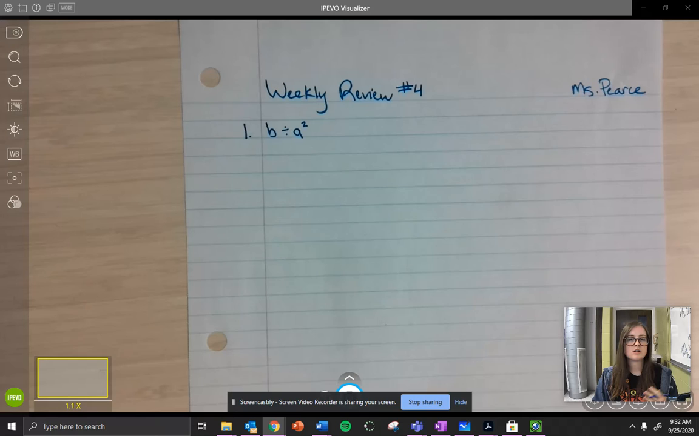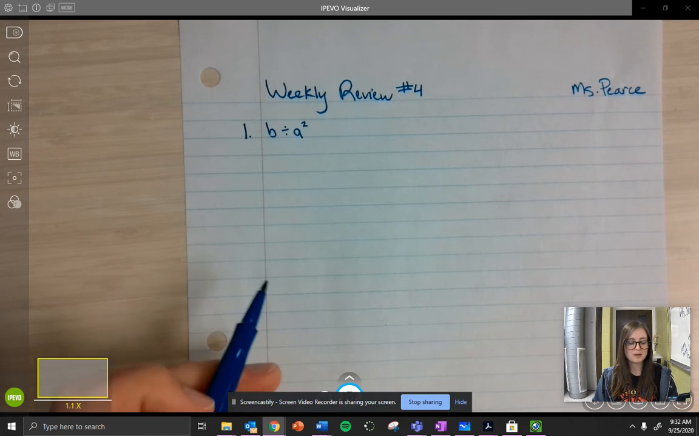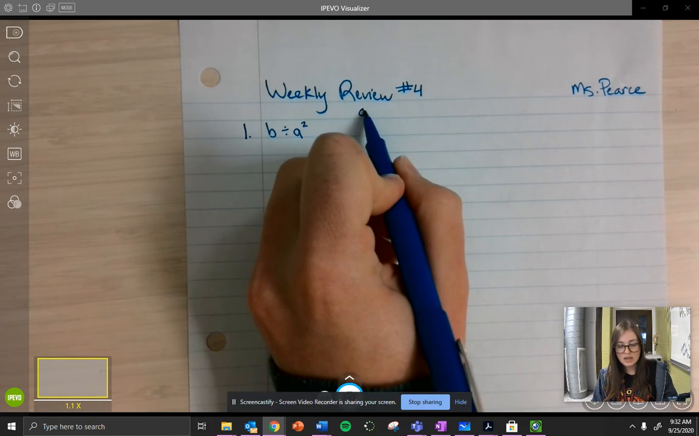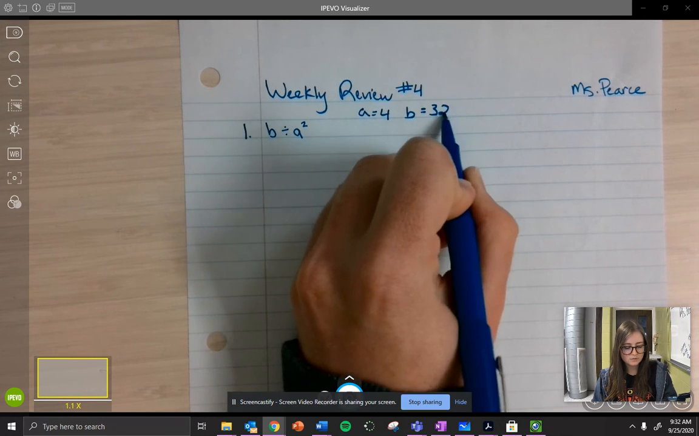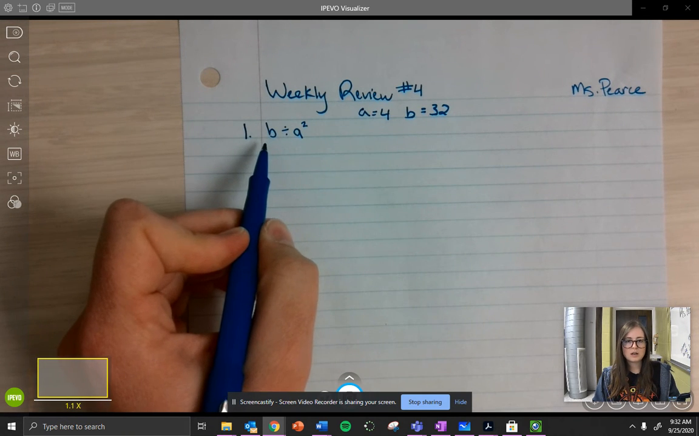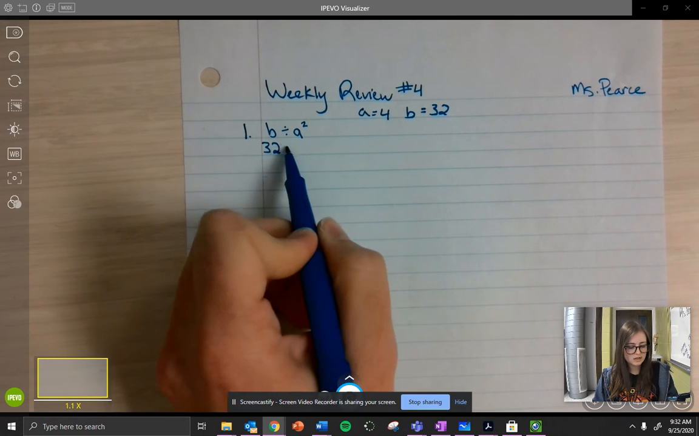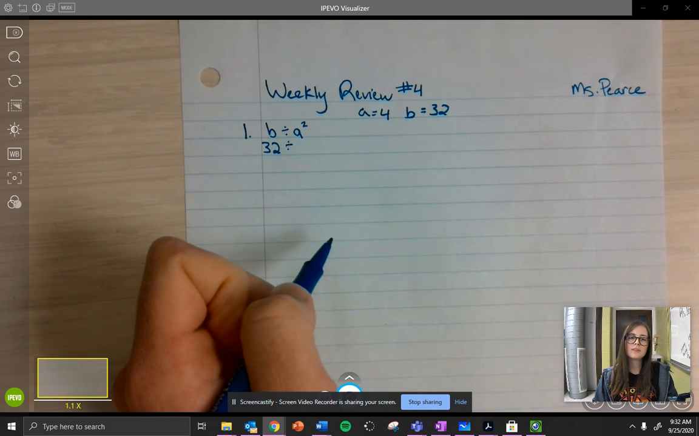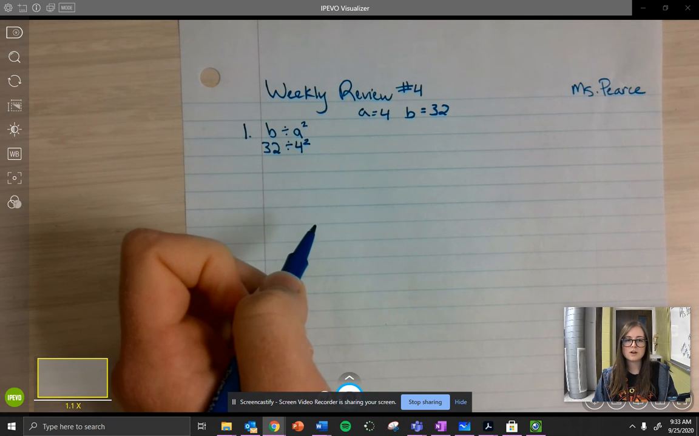Before I start to try to solve this, I need to make sure I know the values of these variables for these problems. And this week, a equals 4 and b equals 32. The first step in these problems is to always substitute those values in for our variables. So I see b here, and right below it, I'm going to write 32 because b equals 32. I'm going to carry down our division symbol, and then a is 4, and it is raised to the second power, or it is squared.